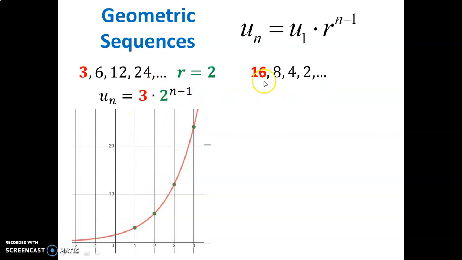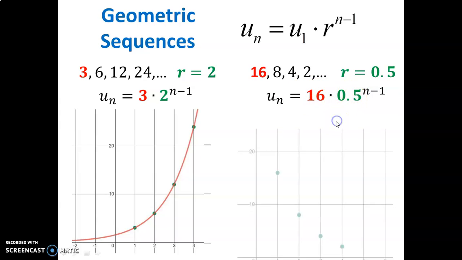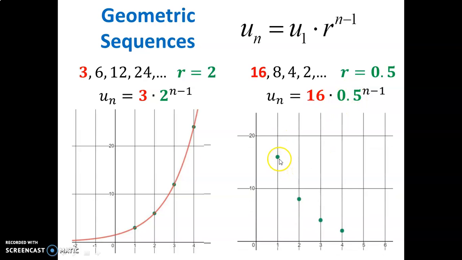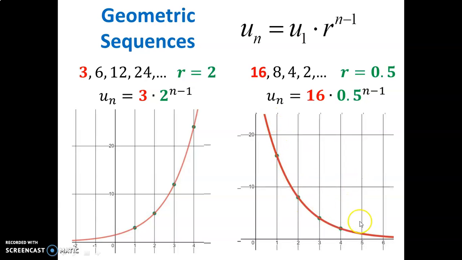Now here's another sequence, geometric as well: 16, 8, 4, 2. Now the numbers are decreasing. They're being multiplied by 0.5, or a half, each time. So our r value is 0.5. Using our rule, we can write 16 times 0.5 to the n minus 1, our first value and then our multiplier. This now looks like this. The values start at 16, 8, 4, 2. They're decreasing. This is exponential decay, right?